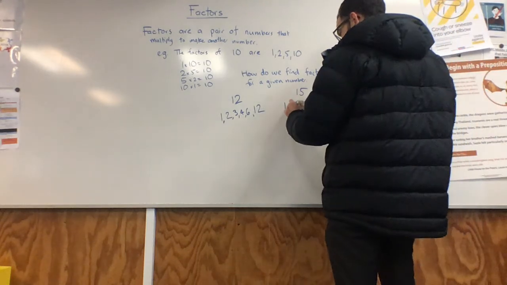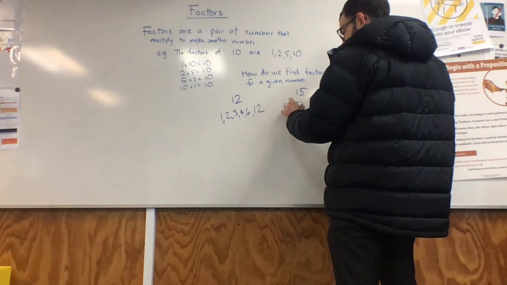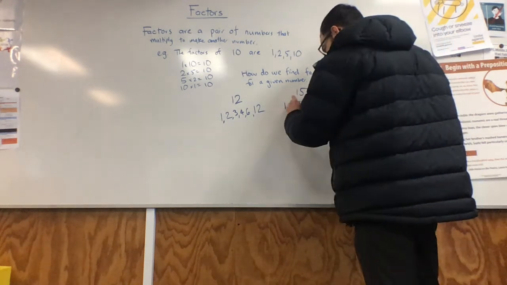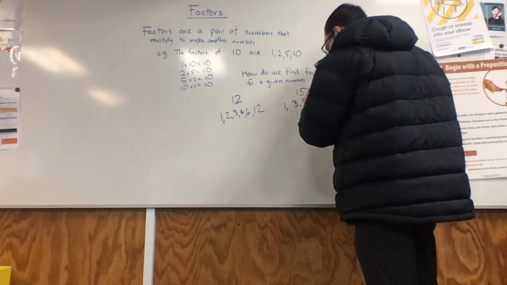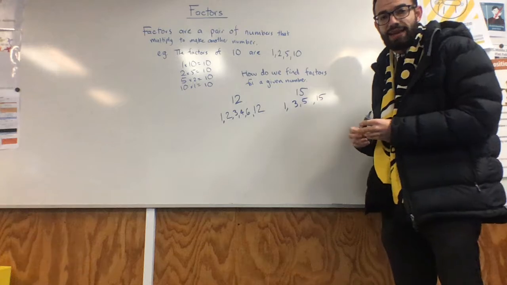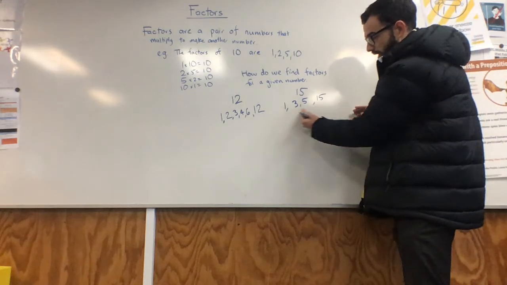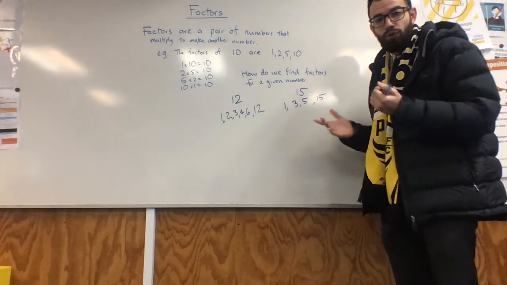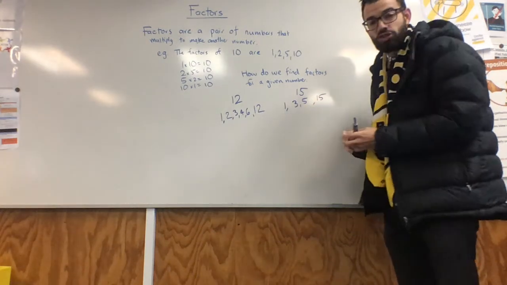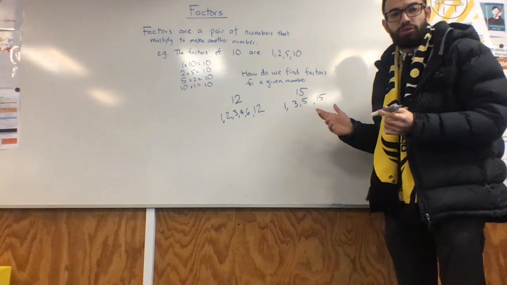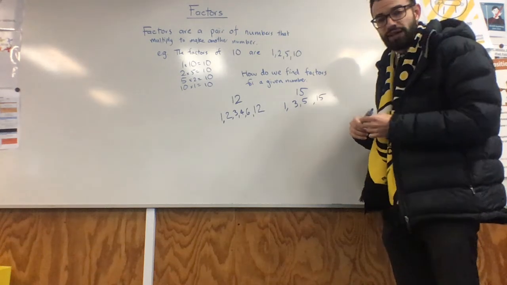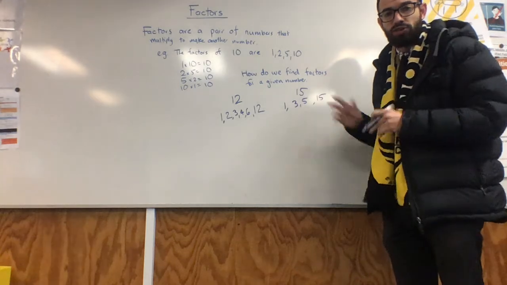Let's look. If it's not 2, let's try 3. 3 times what? 3 times 5 gives us 15. Because we've done it this way, working across, the only other number that could fit into that gap is 4, because 4 fits between 3 and 5. We've covered all the other numbers either side. The only number between 3 and 5 is 4. 4 times what? No, 4 doesn't make 15. So that's how we find factors.